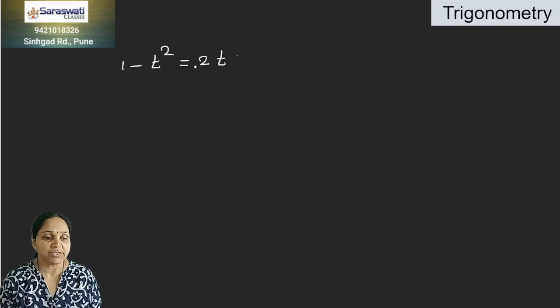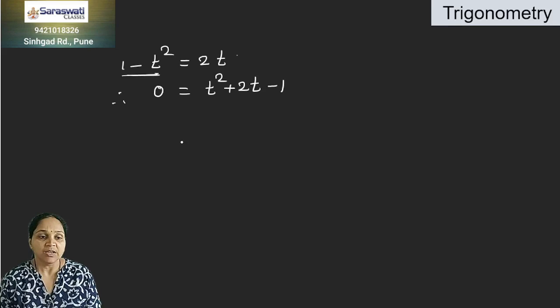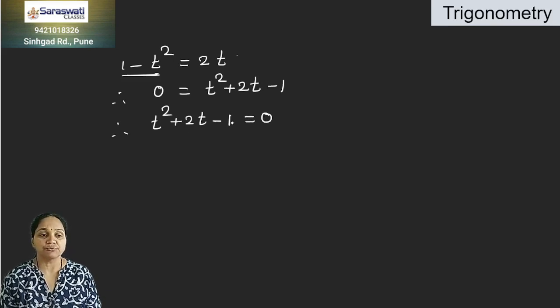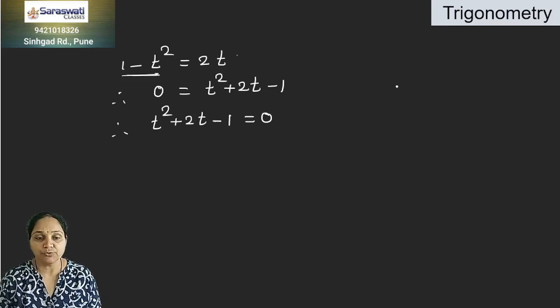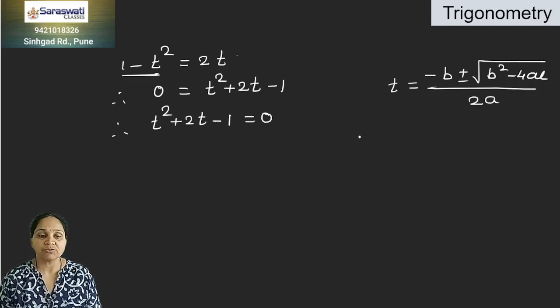1 minus t square is equal to 2t, and hence 0 is equal to t square plus 2t minus 1. I am shifting this to the right side, and we get this quadratic equation t square plus 2t minus 1 is equal to 0. And to solve this I am using the quadratic formula. So we know that t is equal to minus b plus or minus under root b square minus 4ac upon 2a. We know this quadratic formula.